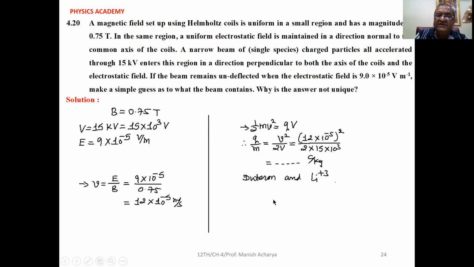Then you have to check for which particle q by m has this particular value. So that is for deuteron and Li plus 3, right? So when you are getting q by m for two different types of particles, then we can say the answer is not unique. Clear to all of you?